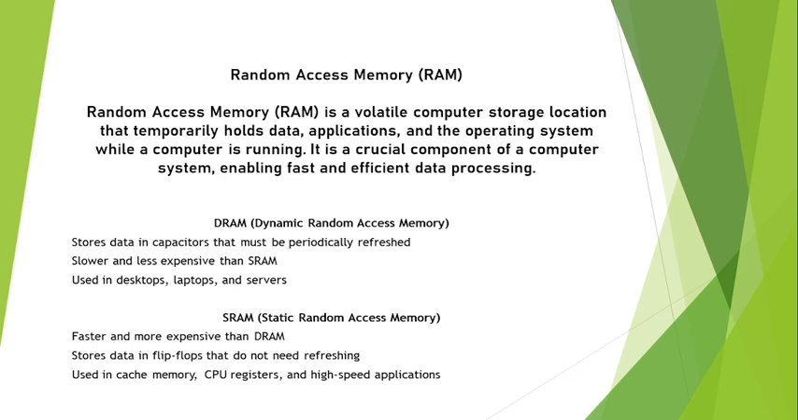Our next type is the static random access memory. It is faster and more expensive than our first type. SRAM stores data in flip-flops that do not need refreshing, so you do not need refreshing in this type of RAM. It is used in cache memory, CPU registers, and high-speed applications.